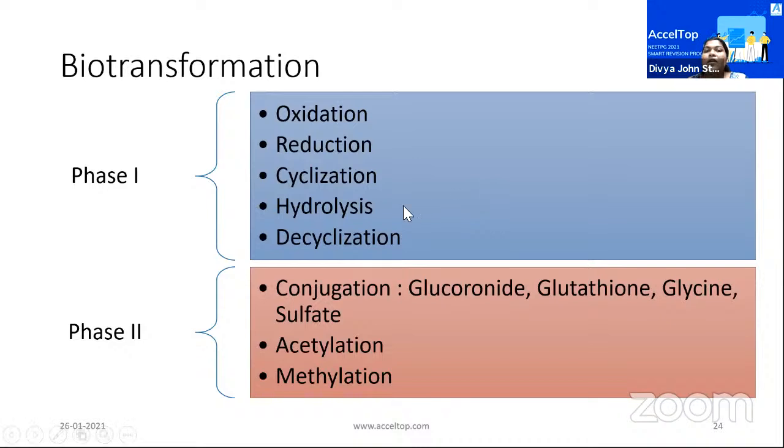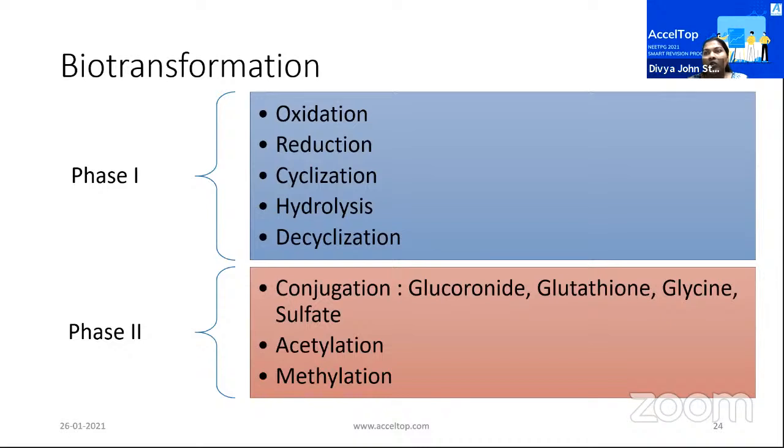as a foreign material will be conjugated by phase 2, a non-synthetic reaction, or conjugation reactions either with glucuronide or glutathione or glycine or sulfate. And the other two reactions that fall under the purview of phase 2 reaction will be your acetylation and methylation. So this is the overview or a bird's eye view of your biotransformation process.